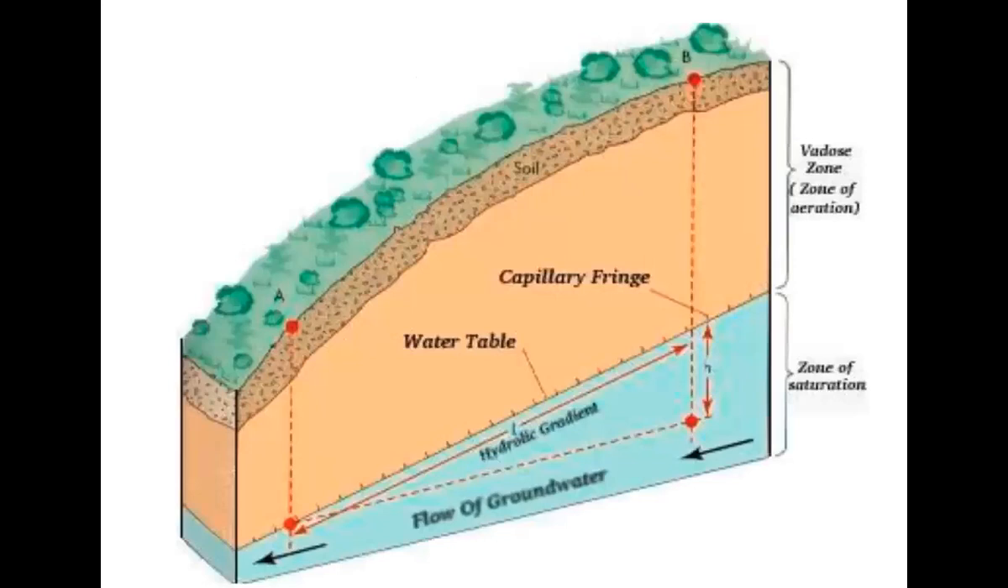So here is a picture of the water table. You can see that below, you have your flow of groundwater, which is down here, your zone of saturation, where the groundwater is. And then up top, you find your zone of aeration. So think air, and we're going to find air towards the top.